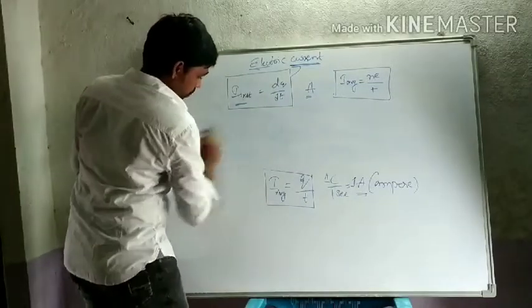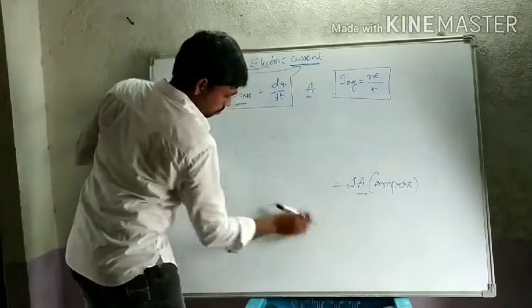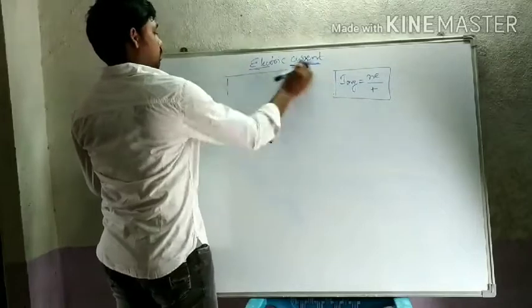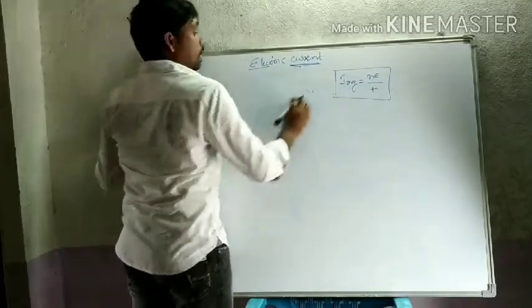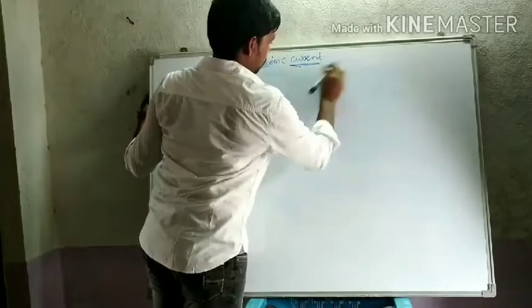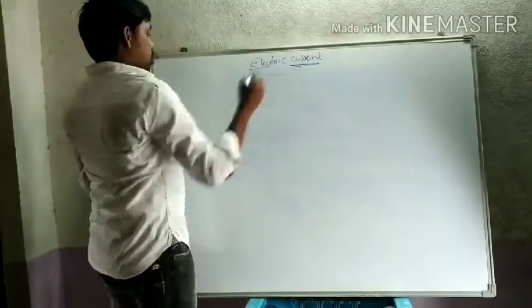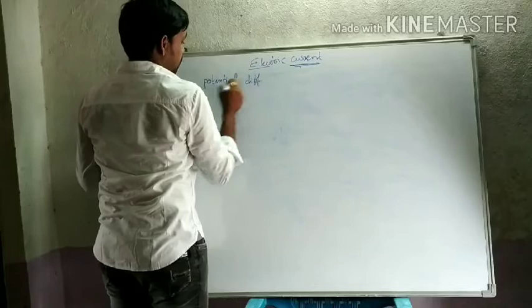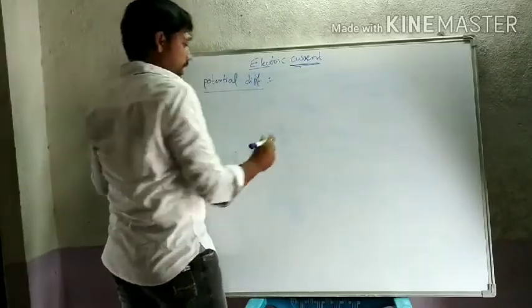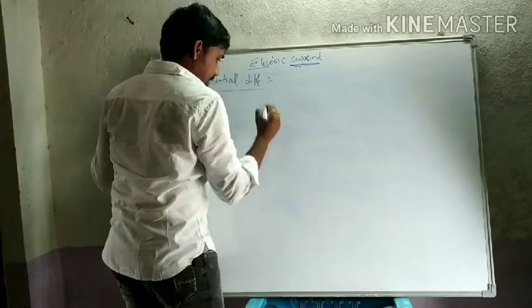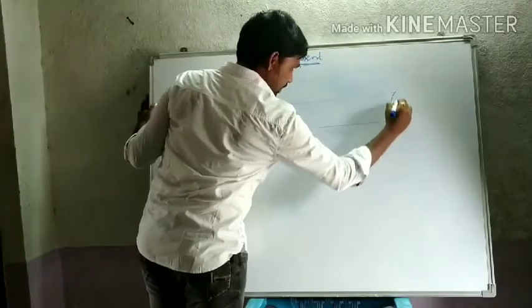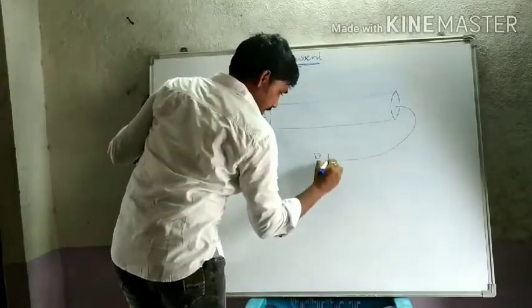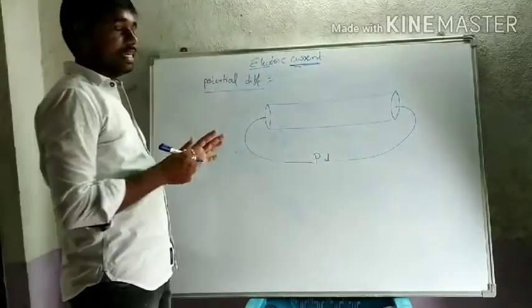Coming to the next concept, in this we are going to discuss what is meant by potential difference. Here we say there is a conductor. In the conductor we connected a battery. That battery we call by another name, a potential difference.